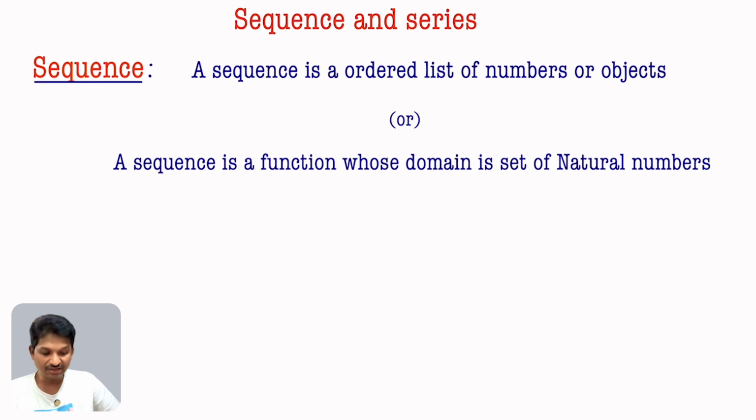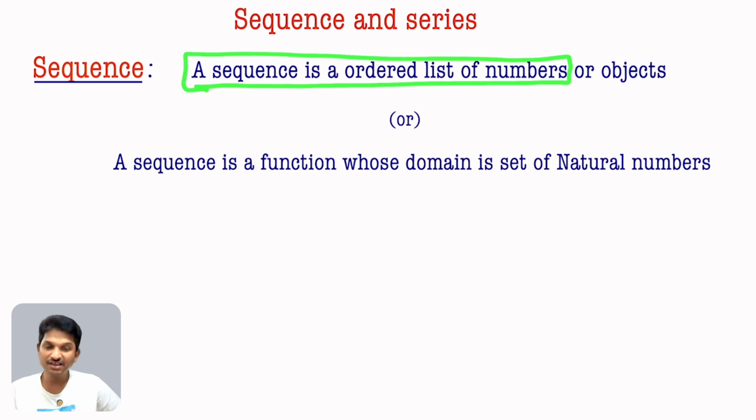This chapter's name is sequence. What is sequence? I saw many videos and some other classes, and there is a bit of misguidance in the definition of sequence. Actually, sequence is an ordered list of numbers.